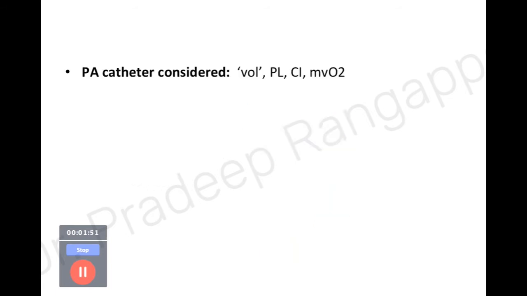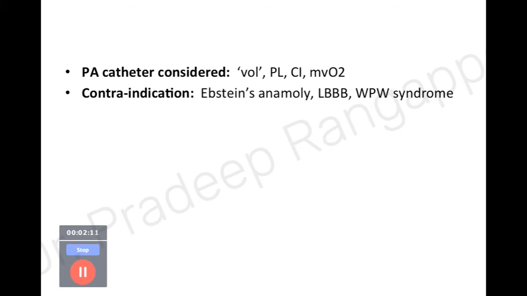So, PA catheter is mainly considered when one has to assess the volume status, one has to assess the preload, has to assess the cardiac index and the cardiac function, and the mixed venous oxygenation level. So, these are some of the key parameters that would influence your management. So, it was being used.